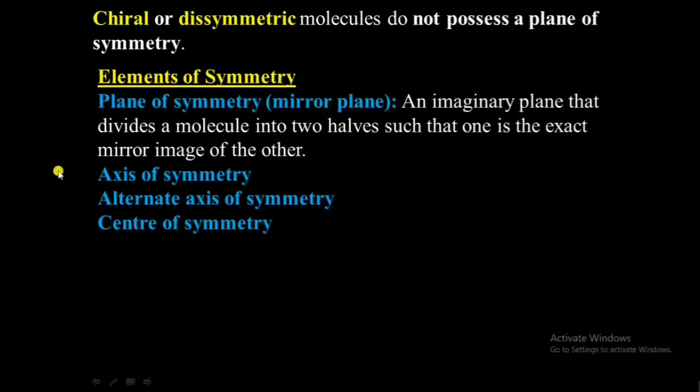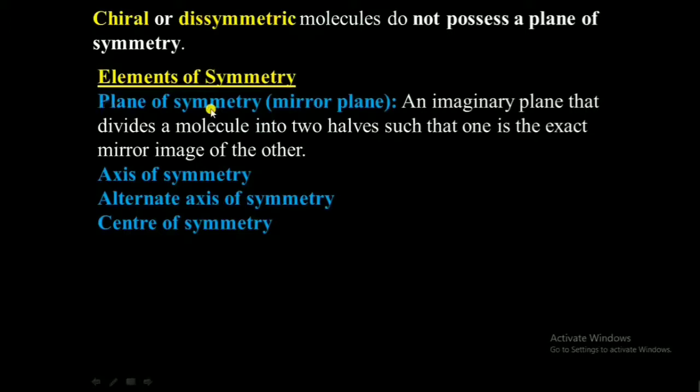For example, a plane of symmetry or mirror plane is an imaginary plane that divides a molecule into two halves such that one is the exact mirror image of the other. So if you consider an imaginary mirror plane which bisects the molecule, and one half is the mirror image of the other, then we say that the molecule has what symmetry?